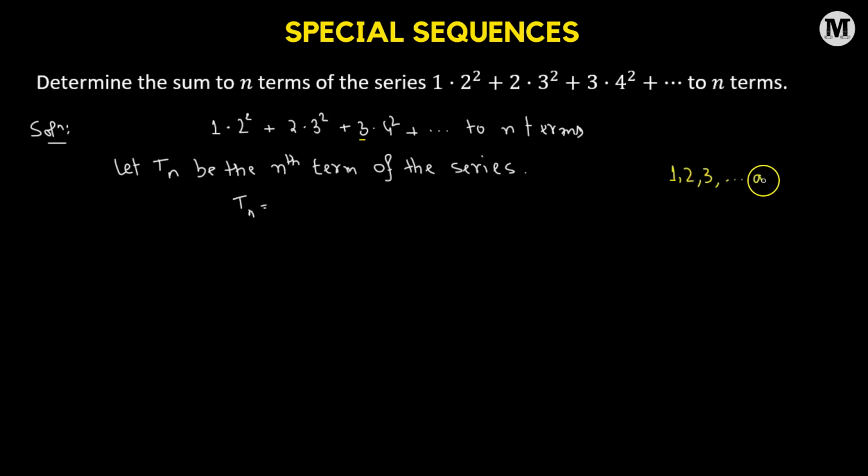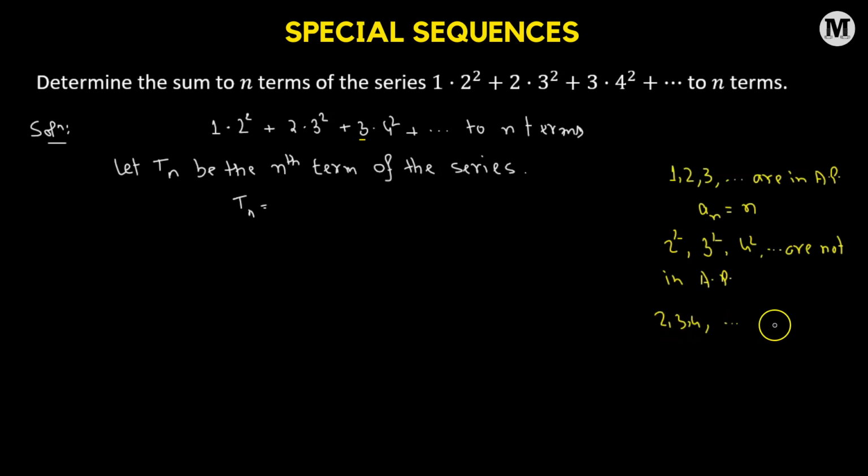Now, clearly, these terms are going to be in arithmetic progression, and its first term is 1 and its nth term will be simply n. Next, coming to the second digit of each of the terms. So here we have 2 squared, 3 squared, 4 squared. Clearly, these terms are not in arithmetic progression. However, we can drop the square. If we take 2, 3, 4 and the rest of the terms, they are going to be in arithmetic progression. And if they're in arithmetic progression, then the nth term is simply going to be n plus 1.